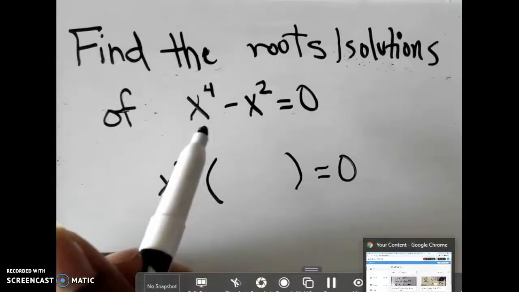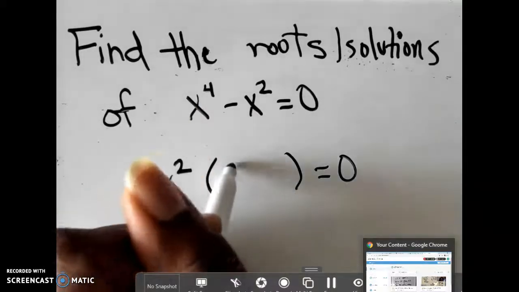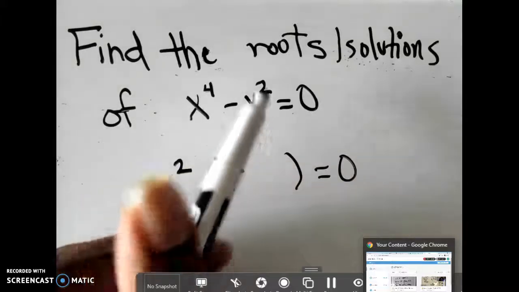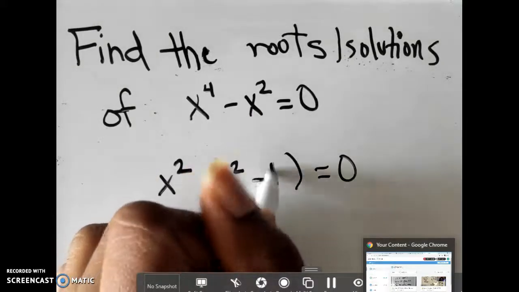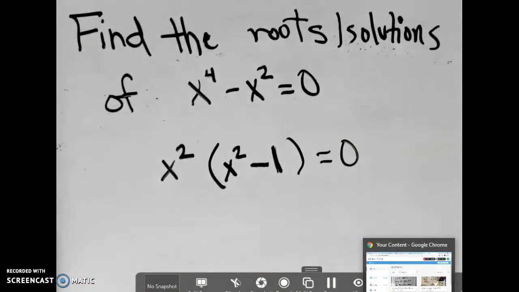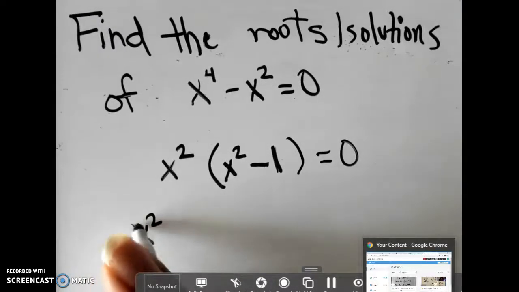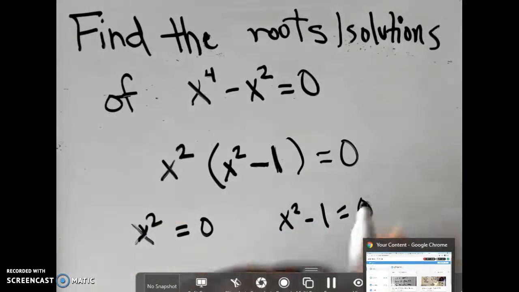If I were to factor out x squared from x to the 4th, I'd be left with an x squared. And then if I factored out x squared from x squared, I'm going to be left with 1. Next, I'm going to set each of these equal to 0 separately. So I have x squared equals 0 and x squared minus 1 equals 0.